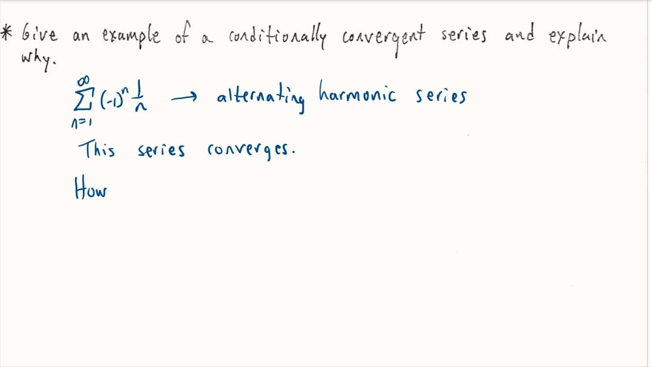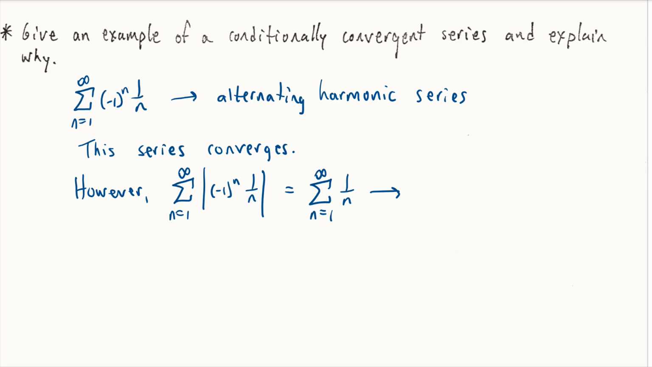However, if you slap absolute value on that, which turns it into the harmonic series, not the alternating one because nothing's negative now, it turns it into the harmonic series. And this series diverges.